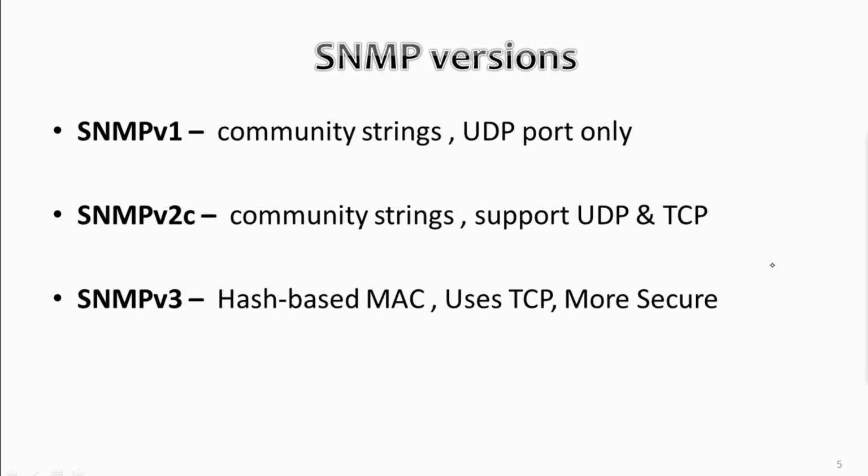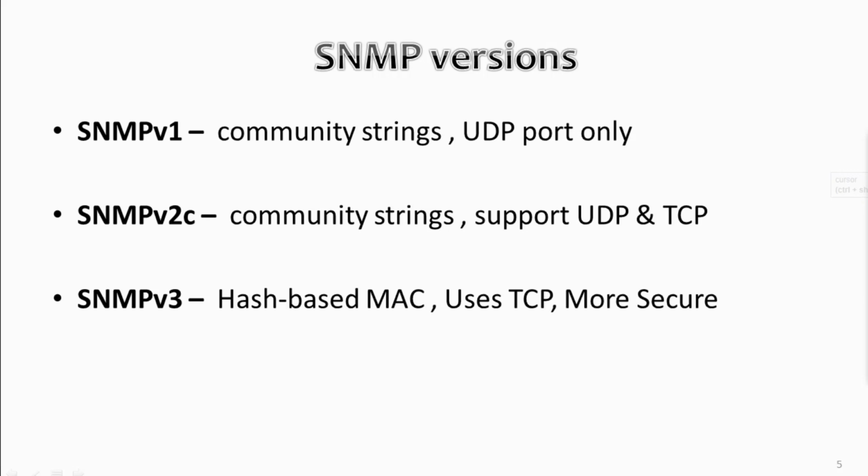This is the most advanced and secure SNMP version. It uses hash-based MAC with MD5 or SHA for authentication and DES56 for privacy. This version uses TCP. Therefore, the conclusion is that the higher the version of SNMP, the more secure it will be. That's it.